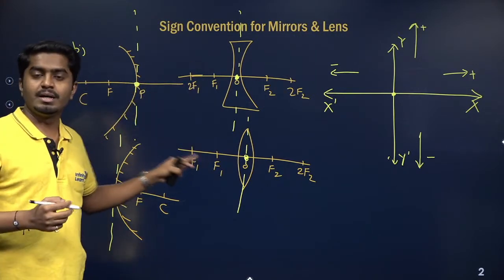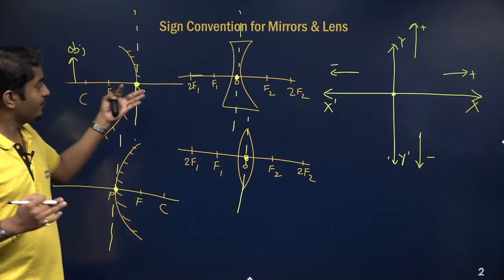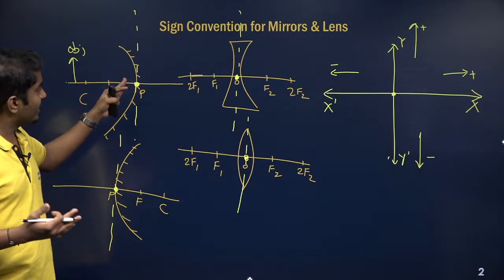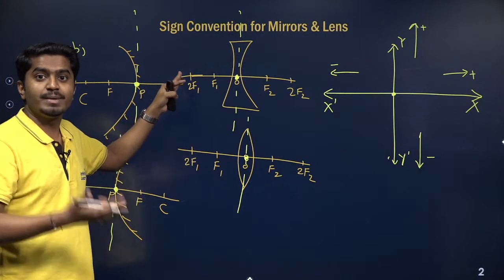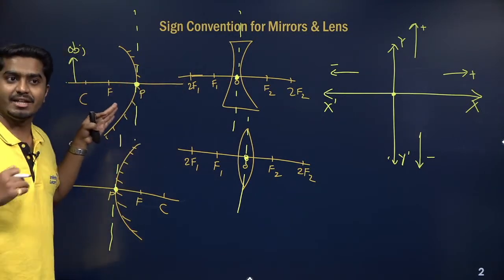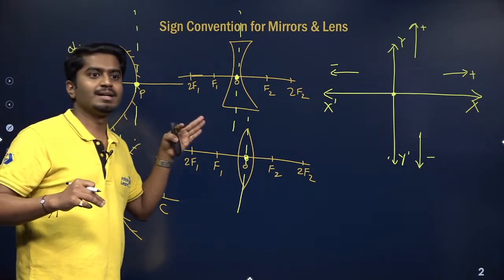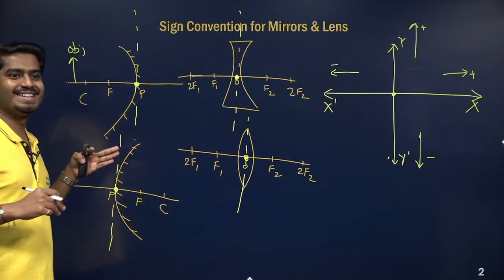So for all of them, u, which is the object distance, is always negative. How about v? If the image is forming on the other side, it is going to be positive. If it is forming on the same side, it is negative. Okay? English बहुत tough आएगा. Okay.